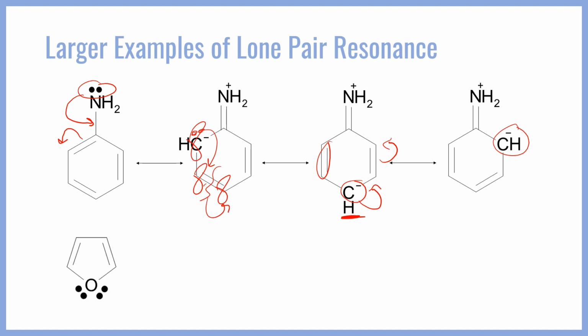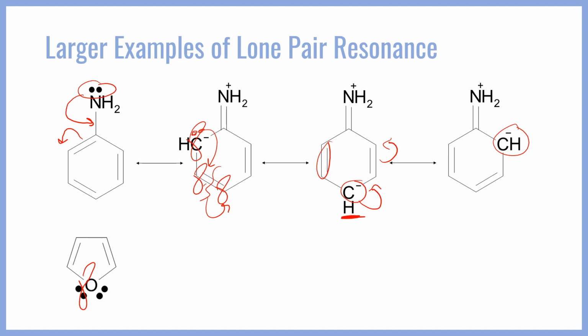The furan molecule looks very similar to aniline in the sense that it has a lone pair adjacent to some pi bonds in a cyclic system. However, in this case, we have two lone pairs, and the oxygen atom is a weaker donor than nitrogen. It doesn't like to give up its lone pairs as much because it's more electronegative, but it can still do it. It can still delocalize its electrons, right?